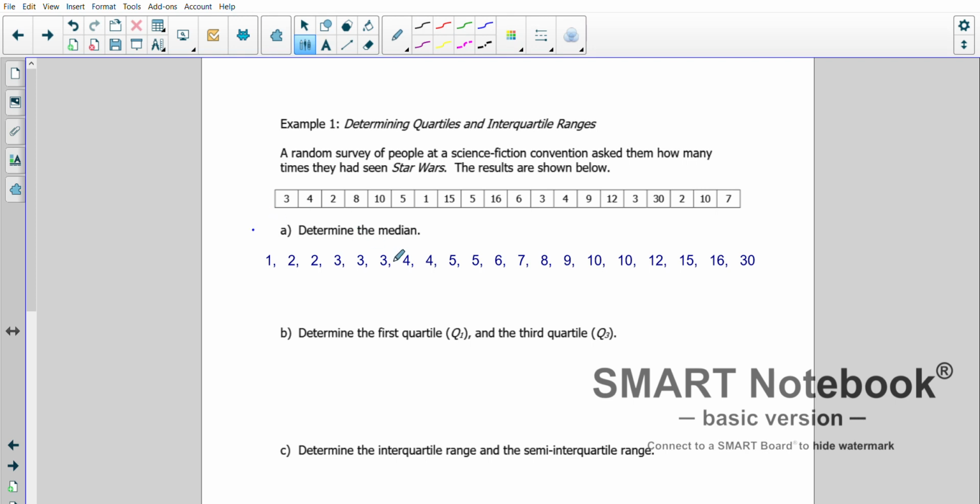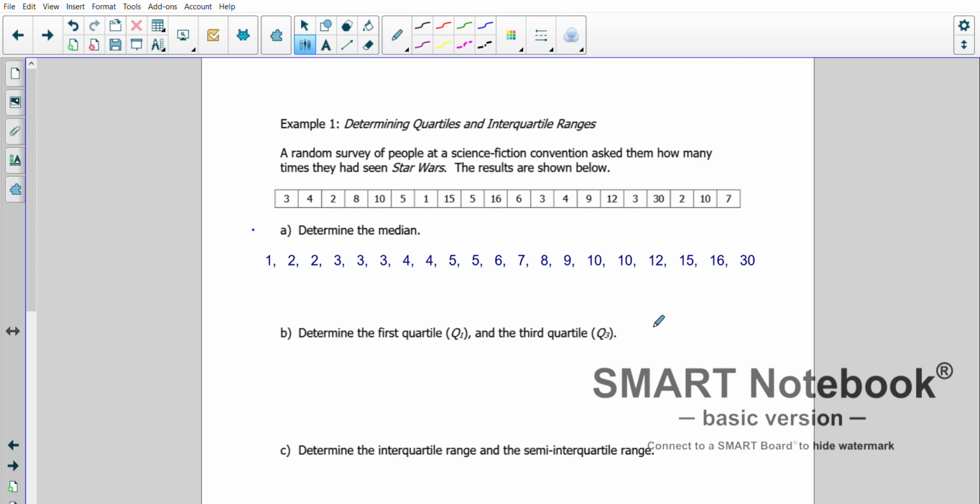So this is a random survey of people at a science fiction convention. They want to know how many times you watched Star Wars. Here's the raw data. Okay, can't really make too much sense out of this, so we're going to organize it a bit. We're going to determine the median.